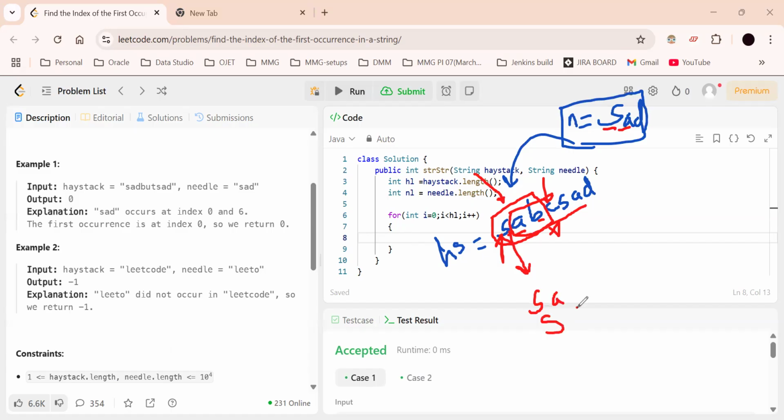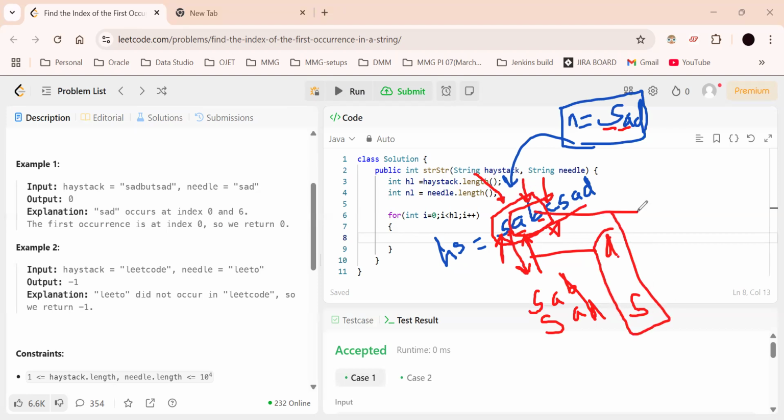Okay. A with A, and also B with D, where these don't match. Now I need to start comparing from A. I need to take A and compare A with S. Are they matching? No, they are not matching. So I'll go to the next one.